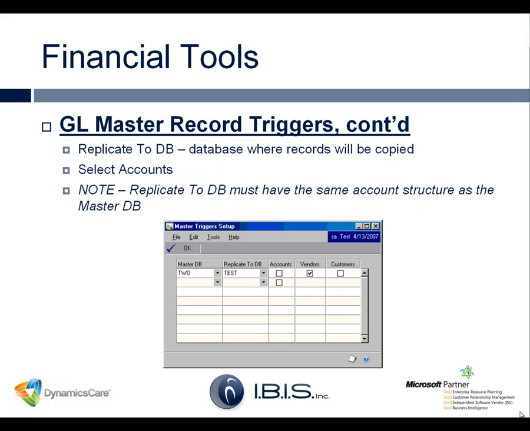So for the GL master record triggers, here you select your master database where the source of the data will be, which database or databases you're going to want the data replicated to, and then you would check accounts. Vendors is checked right now in the screenshot, but anytime an account, say, is added to, in this case, the TWO database, it will also be created in the test database.